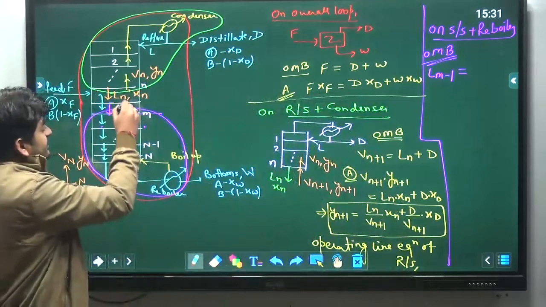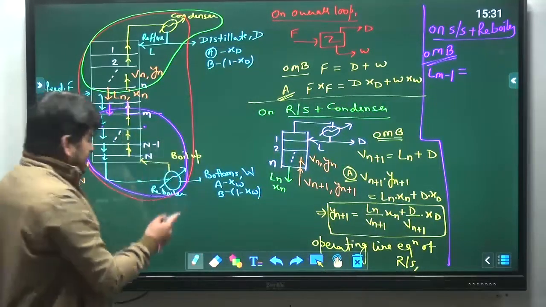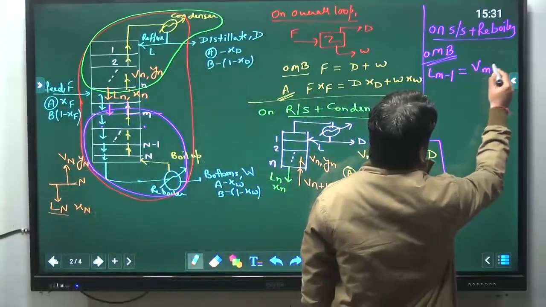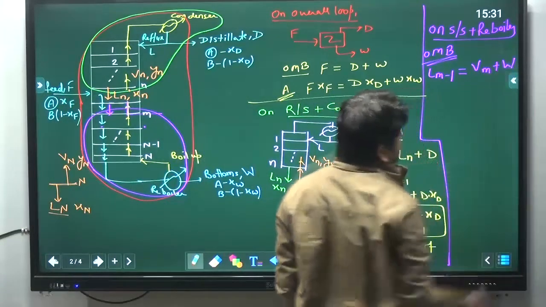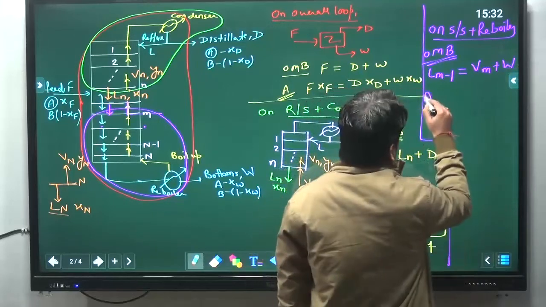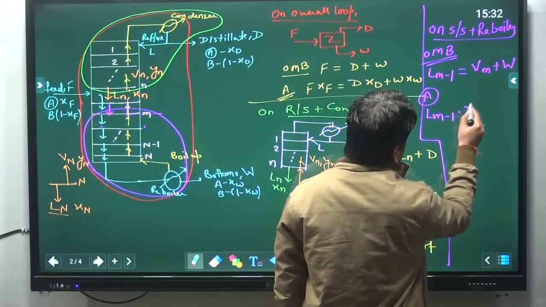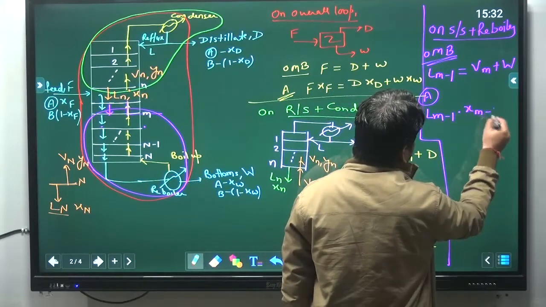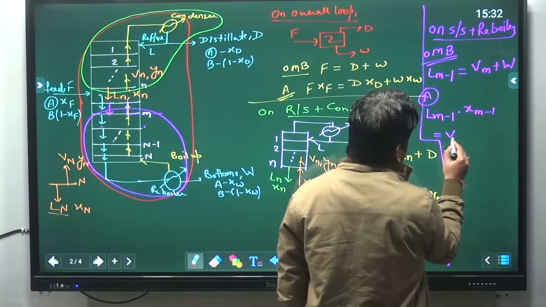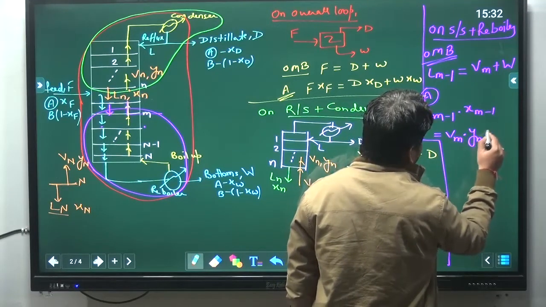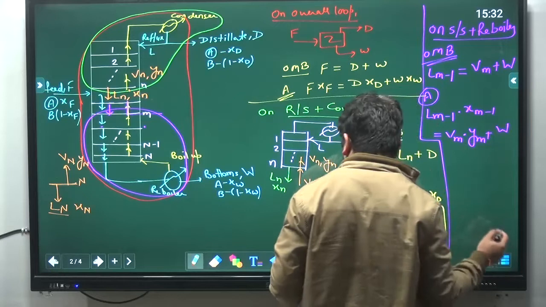That is equal to the total moles out. So moles are leaving because of the vapors, Vm, and bottom, like this. So similarly you can do the component A balance here. Total component A in, Lm minus 1 into Xm minus 1, equal to total component out, Vm into Ym plus W into Xw.